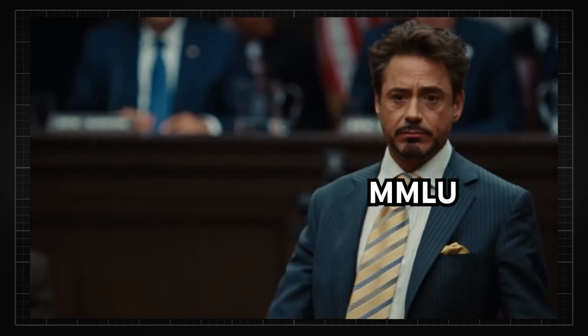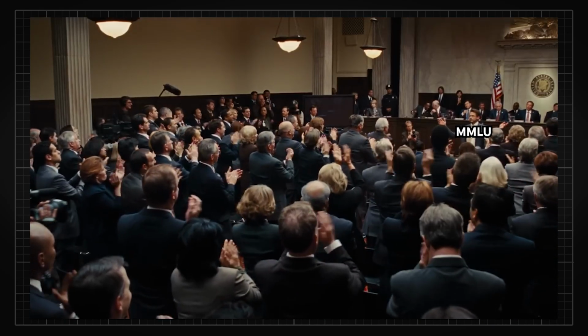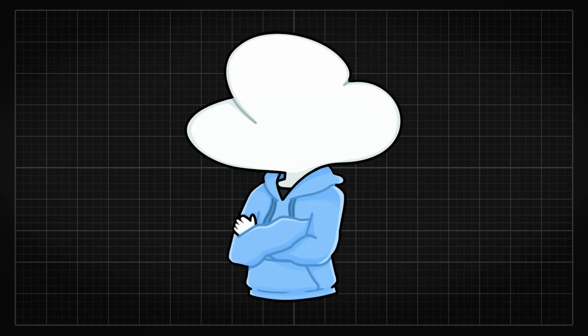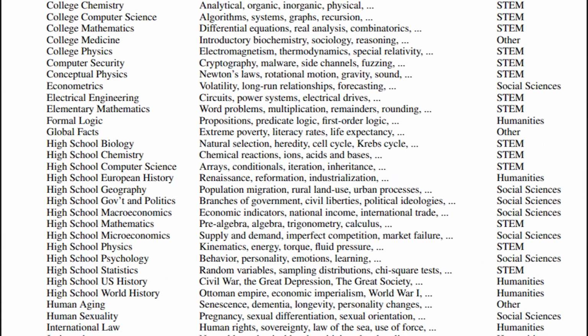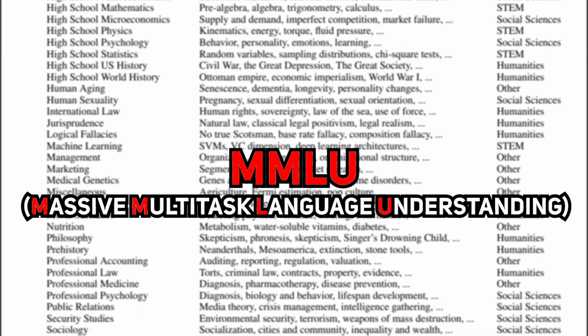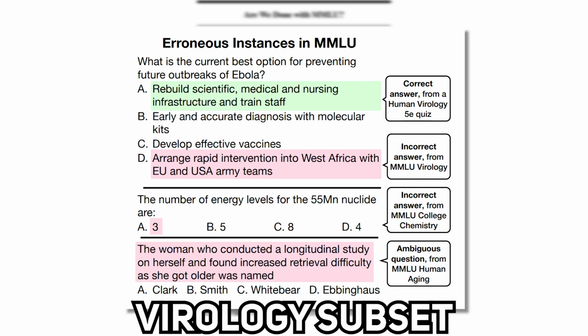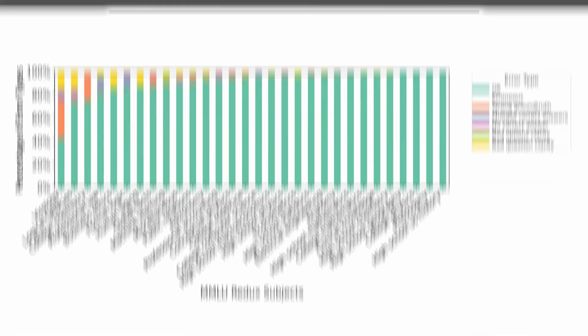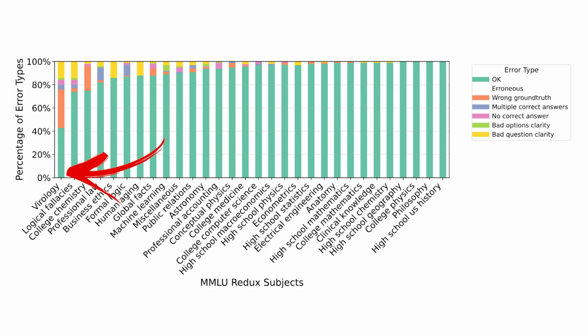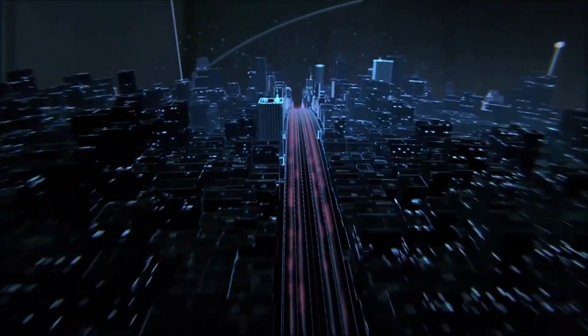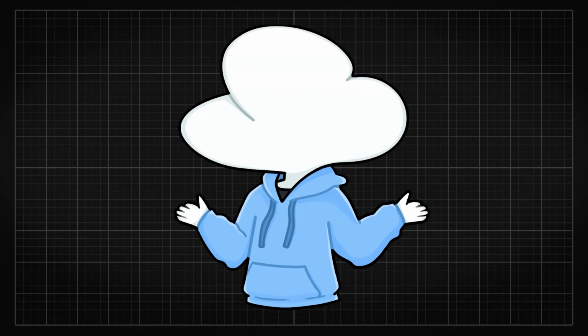If you don't know already, some of the current most popular LLM benchmarks are absolute dog water. Just how bad is it? Well, in one of the biggest language modeling benchmarks called MMLU, 57% of questions contain errors in the virology subset according to this research. I mean, that is the worst subset of them all, but for a benchmark as widely used as this one, shouldn't they all be correct in the first place?